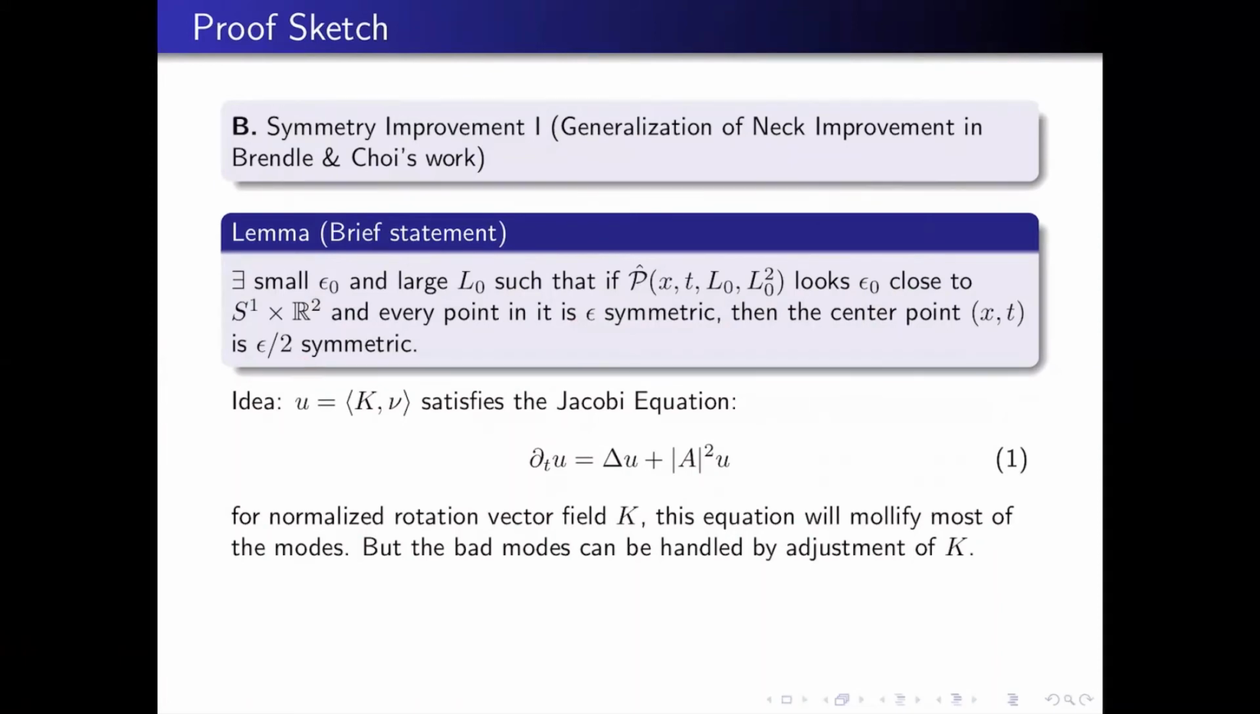The idea of the proof is to make such an observation. This function u equals k dot nu, where k is some rotation vector field. It satisfies the following Jacobi equation. And this equation will modify most of the modes. But the bad modes could be handled by the adjustments of k.